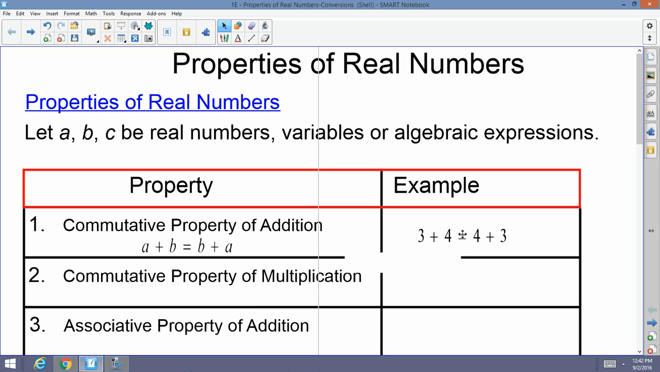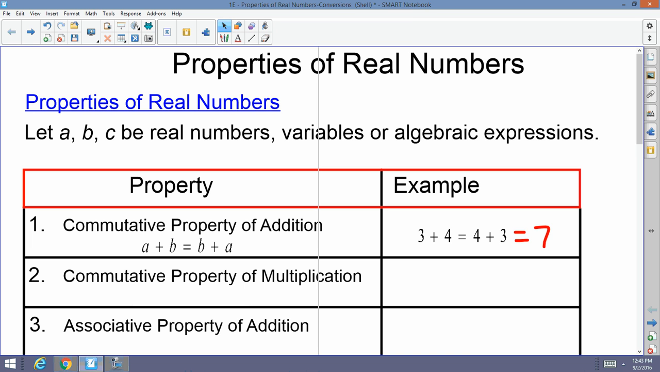For example, 3 plus 4 equals 7. Well, so does 4 plus 3. That equals 7. So 3 plus 4 equals 4 plus 3. They both equal 7. So that is a wonderful example of the commutative property of addition, which allows you to change the order of addition problems without changing the sum.